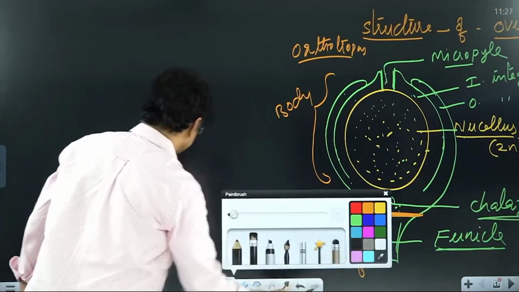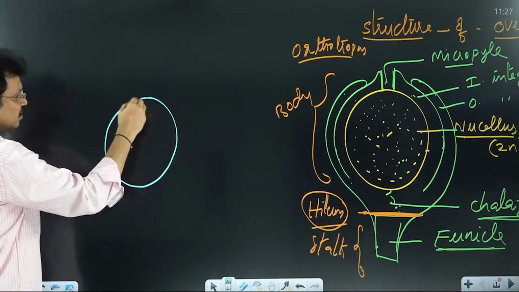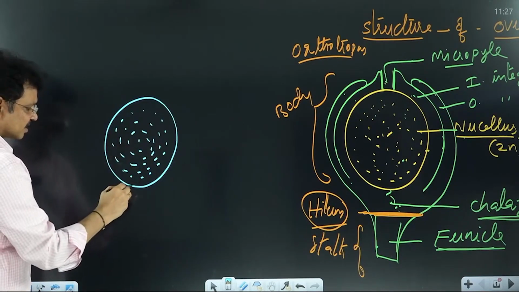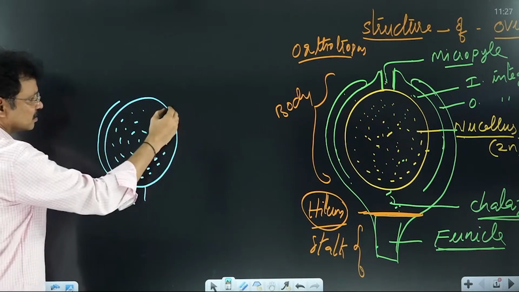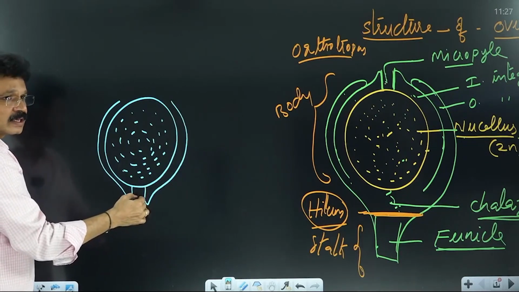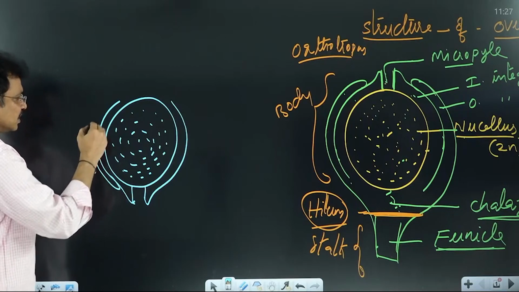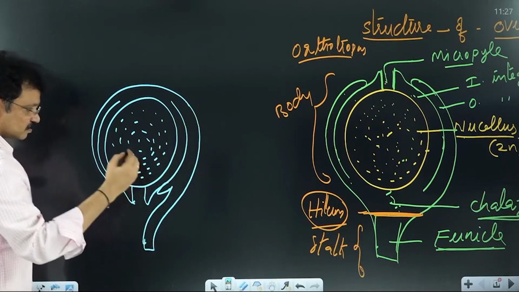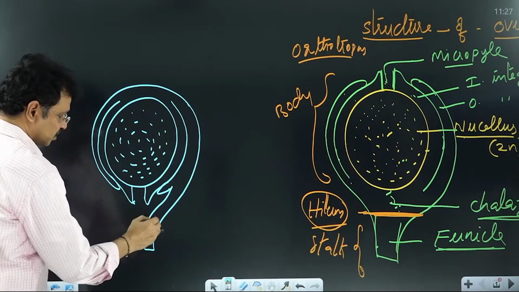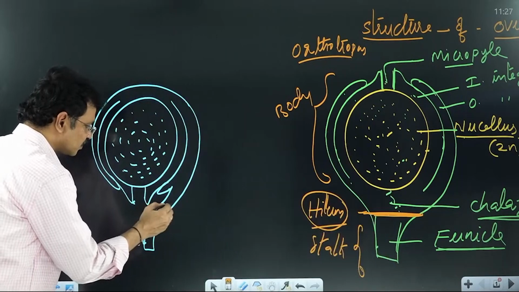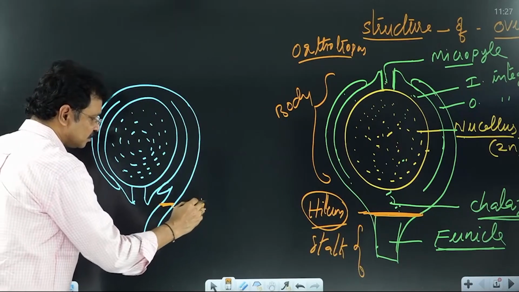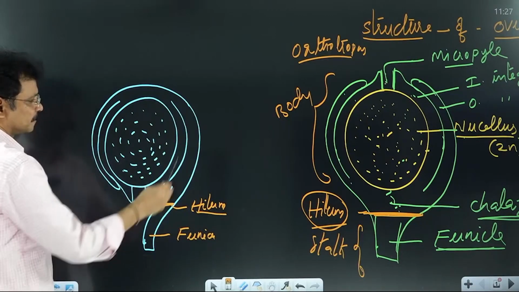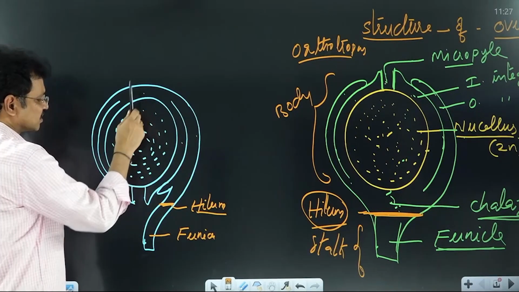Identify the structural difference between orthotropous and the most common type, the anatropous ovule. In this anatropous ovule also, the central diploid tissue is the nucellar tissue encircled by integuments, either one or two. What is the name of this structure? Inner integument. It is the outer integument. The stalk of the ovule is the funiculus. The point of contact between the body and funiculus is the hilum. Hilum, funiculus, body, outer integument, inner integument, chalazal side, micropylar side.